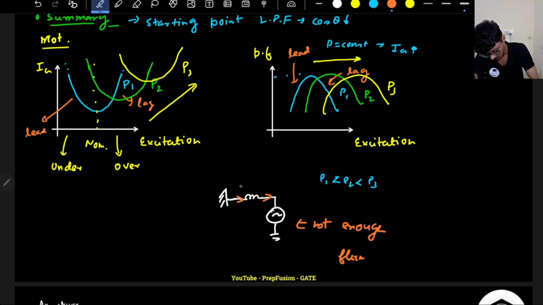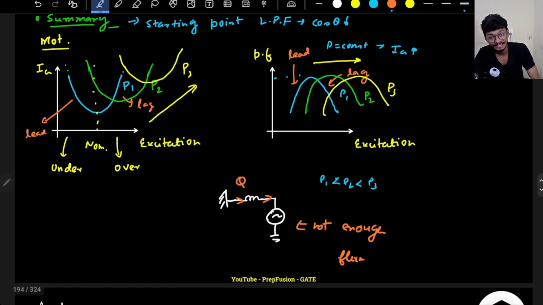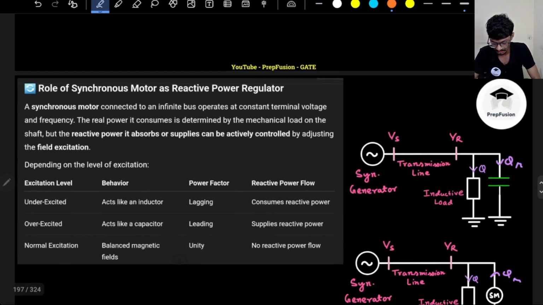Q. The supply will deliver the reactive power, so this time the motor is receiving. That means the load is lagging. As it is receiving reactive power, the load will have a lagging power factor. So this time it will not be leading, it will be lagging. Everything else will be the same, and this will be leading. Okay, so I hope this is clear, because I wanted to clear it.